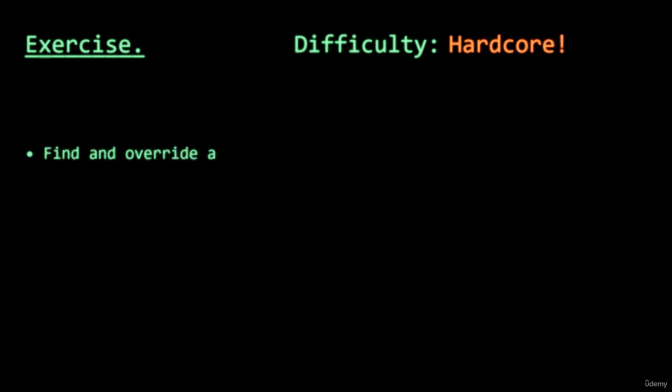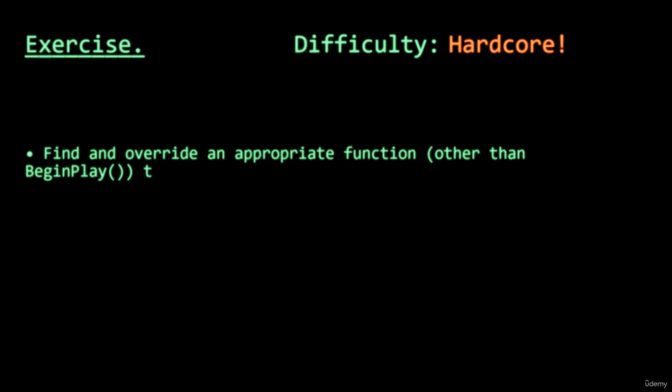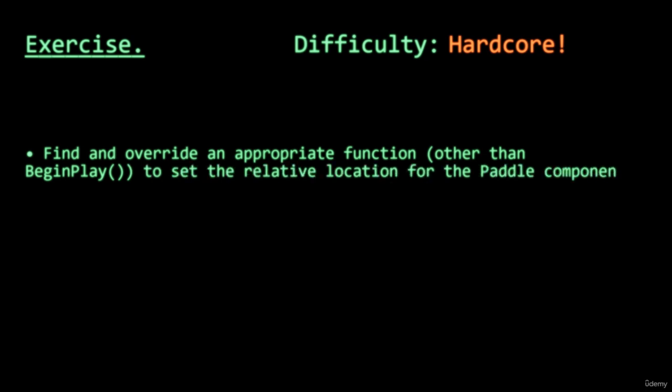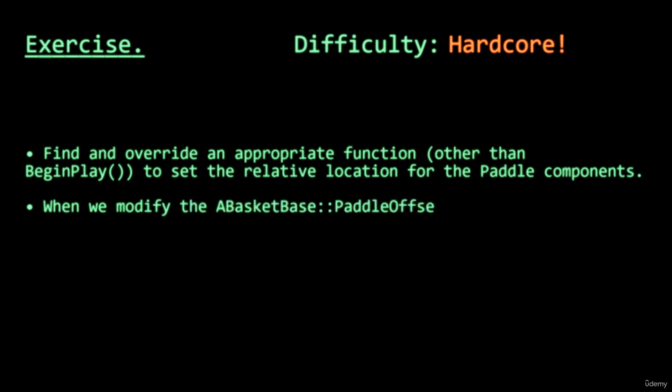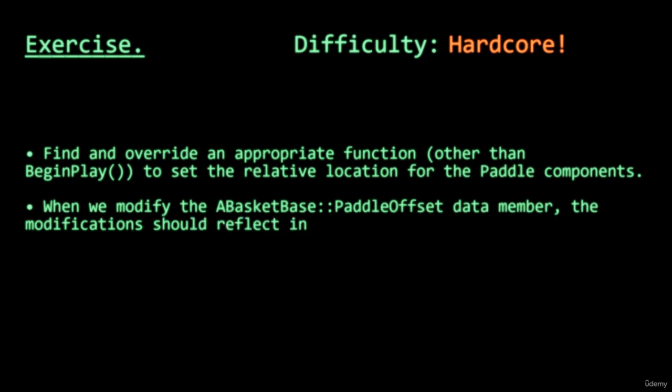For this exercise, I want you to find and override an appropriate function, other than the BeginPlay function, to set the relative location for the pedal components. Basically, what we want is that when we apply a modification to the pedal offset data member, the modification should reflect in editor time and also during gameplay.